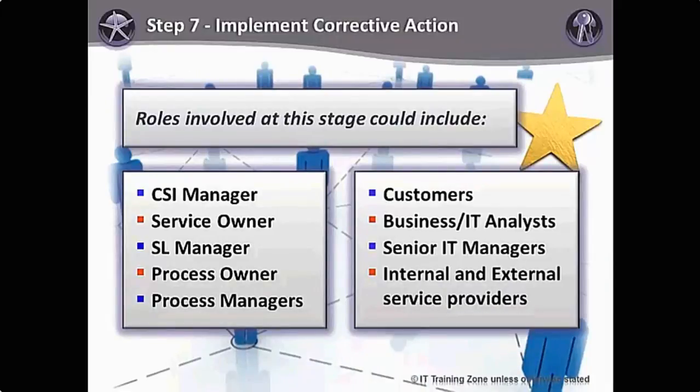Step 7 is the implementation of corrective action. This step will involve roles that provide the service, such as Continual Service Improvement Manager, Service Owner, Service Level Manager, Process Owner, Process Managers, Customers, Business and IT Analysts, senior IT managers, and internal and external providers.